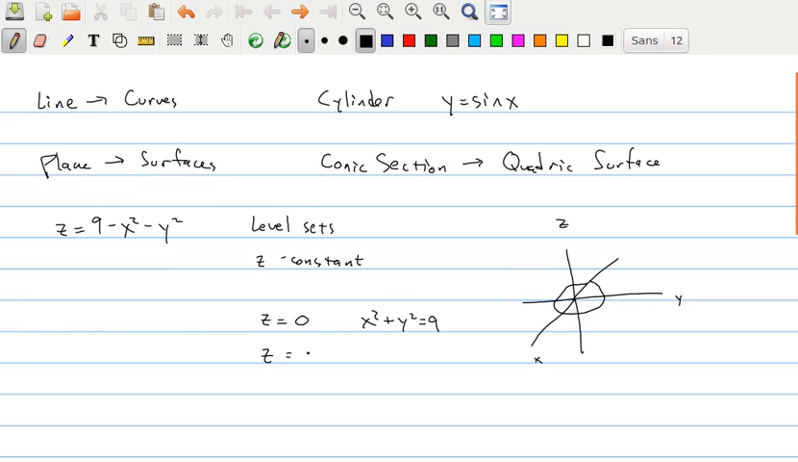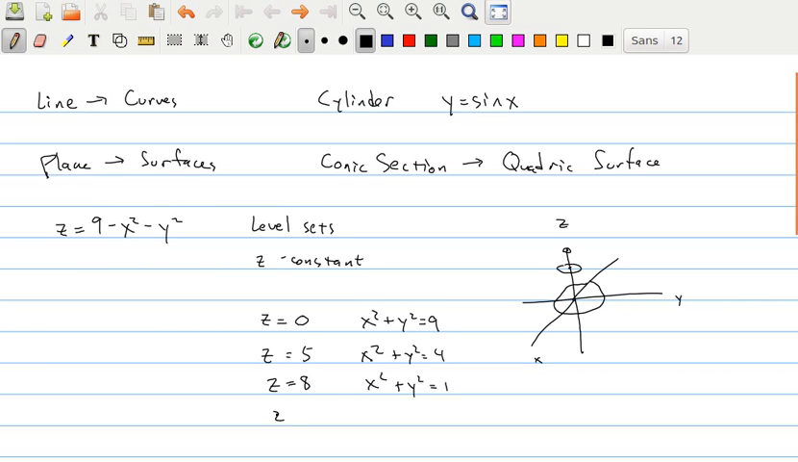Just for convenience sake, I'm going to plug in z equals 5. If you plug in z equals 5 here, we move some stuff over, we get x squared plus y squared equals 4. That's as if we go up 5 units. Up here, we have a slightly smaller circle, a circle of radius 2. If we plug in z equals 8, we get x squared plus y squared equals 1. So up here at 8, we have a smaller circle.